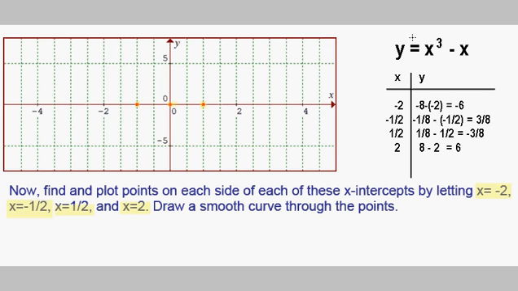We plug x equal negative 2 into our equation. Negative 2 cubed is negative 8. Minus a negative 2 makes negative 8 plus 2. And that results in y equal negative 6.